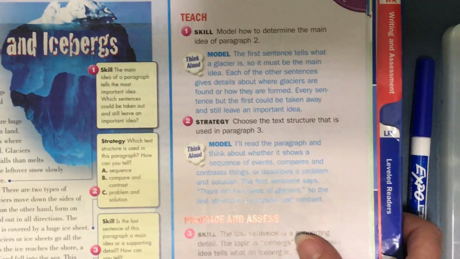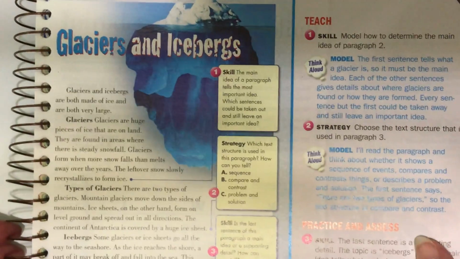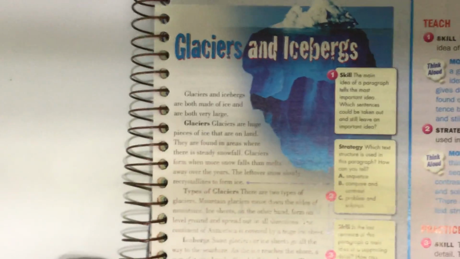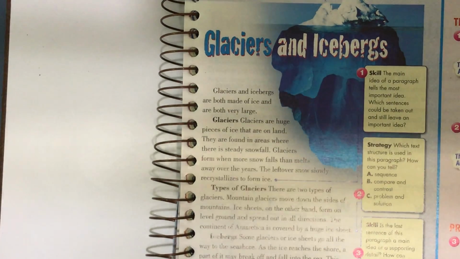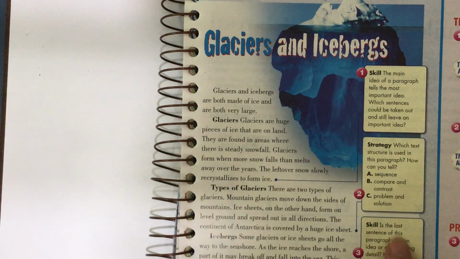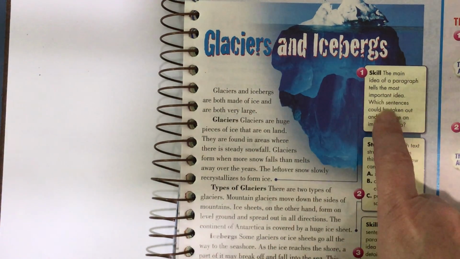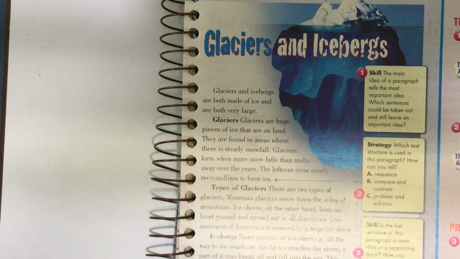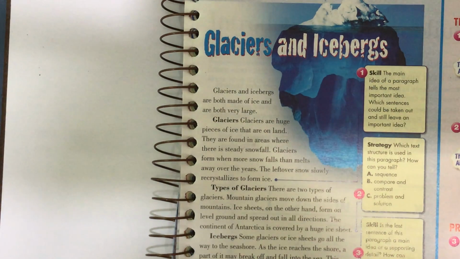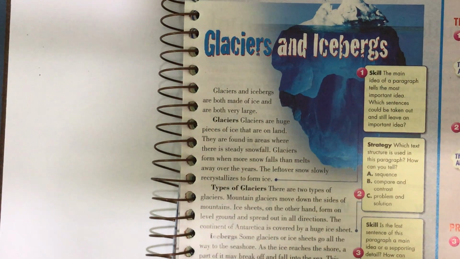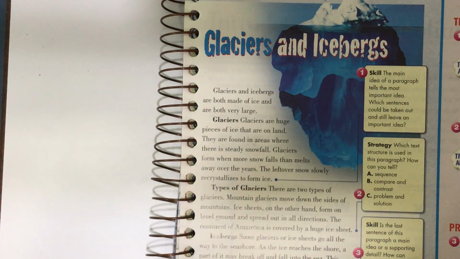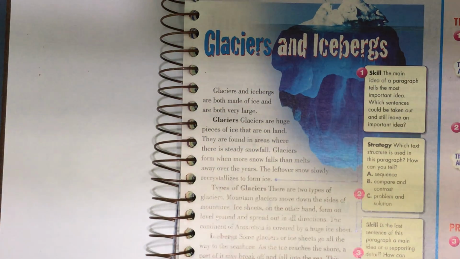On the next page, we have glaciers and icebergs. And this is a non-fiction article that we're going to read about glaciers and icebergs. So we have questions over here on the side. So we're going to read all the way down to here before we get to number 1. Say glaciers and icebergs. So think about that before we even start, about what the text structure is. Do you think it's going to be sequence, compare and contrast, or problem and solution?